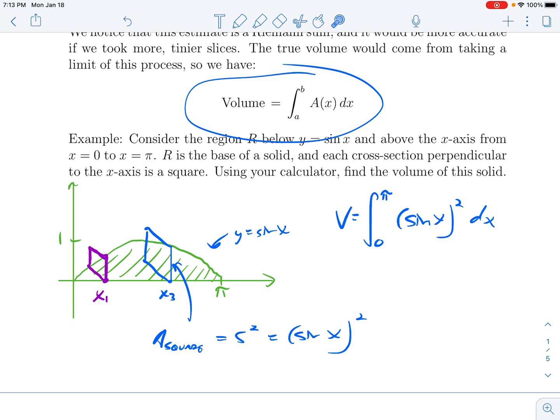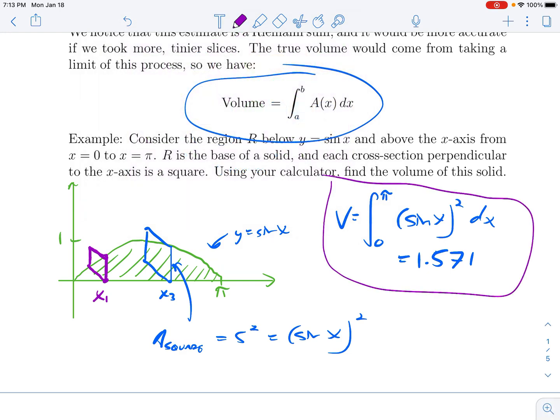And I get this to 3 decimal places is 1.571. What you might notice is that this is a decimal approximation of pi over 2. So if you are clever and do this by hand, the specific number pi over 2 will emerge. But for our purposes, we just want to understand what integral does this, and we'll leave it to technology to give us a very good estimate.